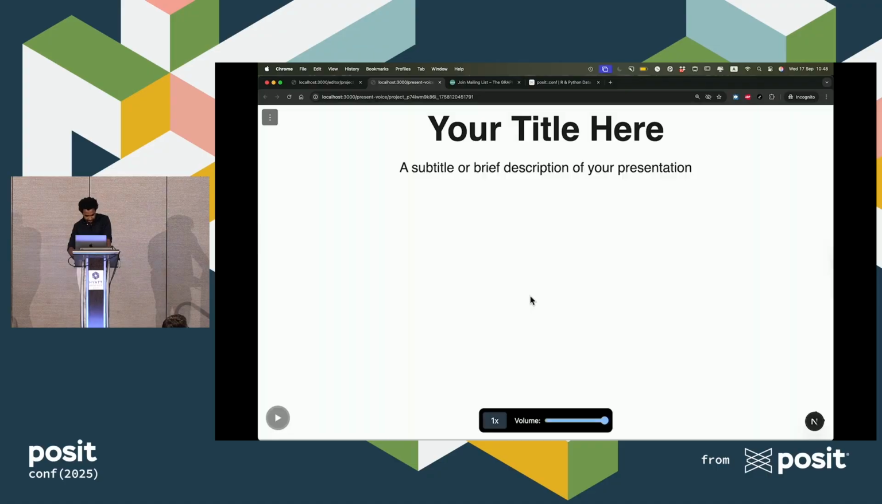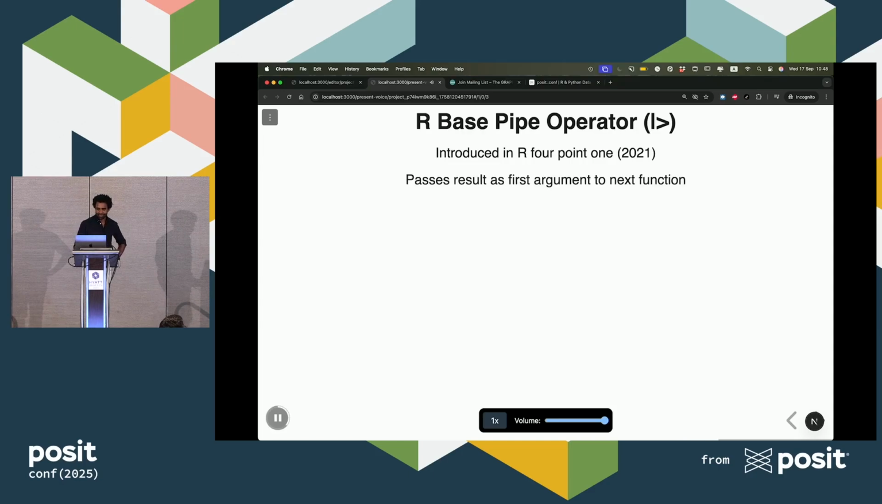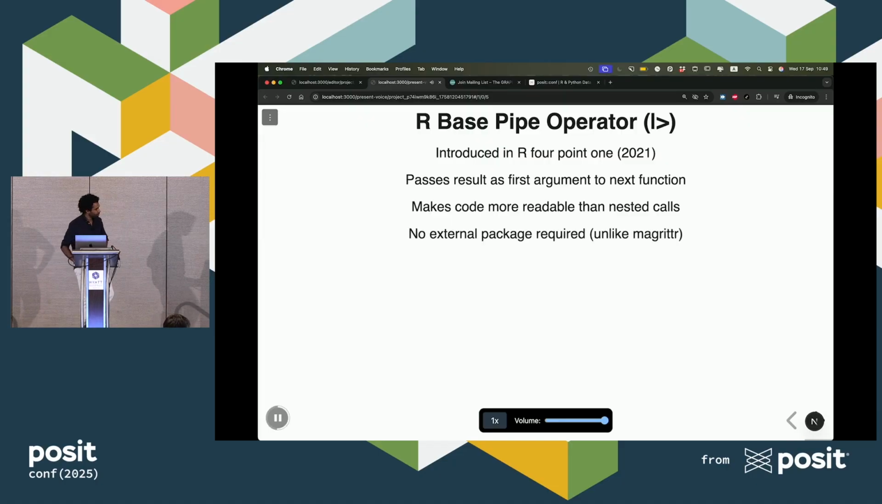Let's see if it works. Welcome to our discussion about the base pipe operator in R version 4.1 and above. The base pipe operator was introduced in R version 4.1 as a native way to chain operations. It allows you to pass the result of one function directly as the first argument to the next function. This makes code more readable by avoiding nested function calls like traditional R syntax. Unlike the migrator pipe, the base pipe is built into R without requiring additional packages.